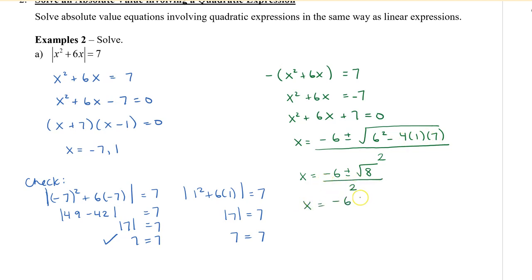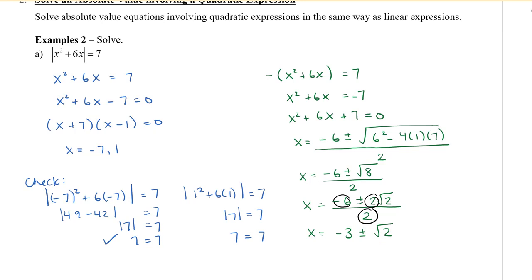We can simplify this to be negative 6 plus or minus 2 root 2, so we can simplify the radical, over 2. And now since we see that all three of these values are divisible by 2, we're going to reduce this to be negative 3 plus or minus root 2.